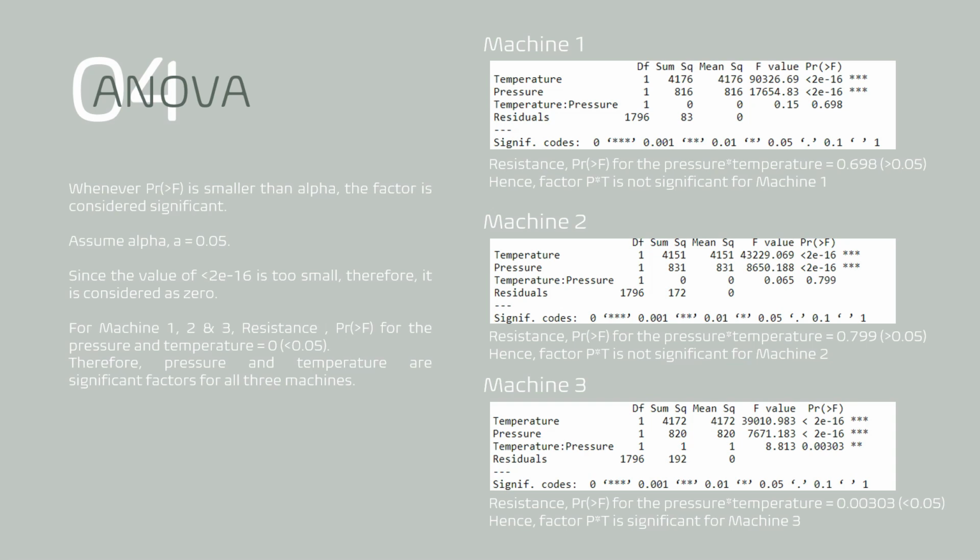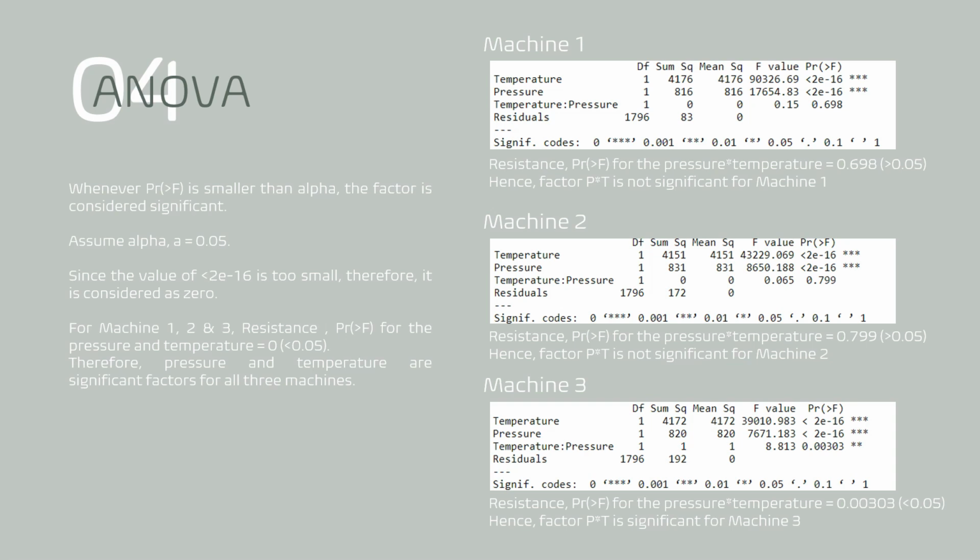Now, we are going to talk about the analysis of variance, ANOVA. Whenever Pr(>F) is smaller than alpha, the factor is considered significant. We assume alpha equals 0.05. Since the value which is smaller than 2e-16 is too small, it is considered to be 0. For machines 1, 2, and 3, resistance Pr(>F) for the pressure and temperature is 0, which is smaller than 0.05. Therefore, pressure and temperature are both significant factors for all 3 machines.